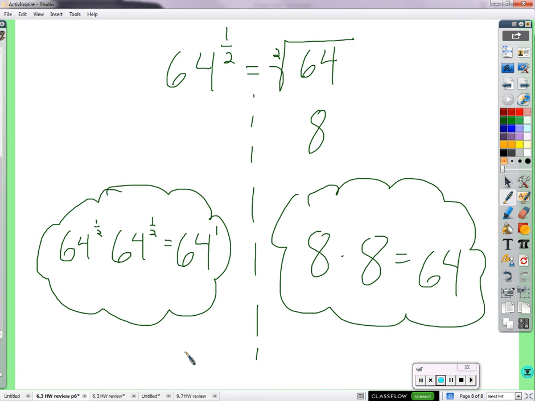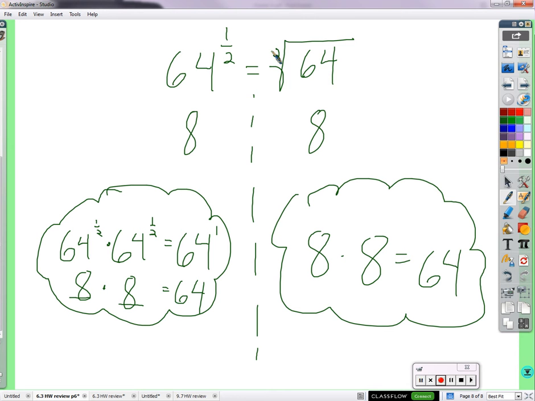So we have, again, a number multiplied by the exact same number is 64. So that number multiplied by itself is 64. What must that number be? 8. It's got to be 8. There's no other number that can multiply by itself and give you 64. So by the same reasoning, 64 to the 1/2 has to be the number 8, because when I multiply two of the 64 to the 1/2 together, I get 64. That's exactly what the square root of 64 does.